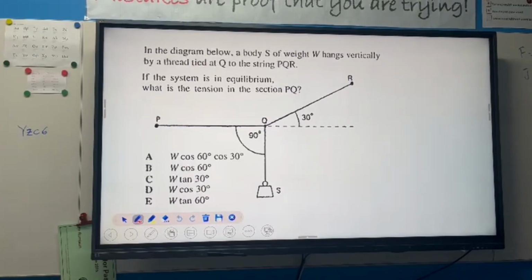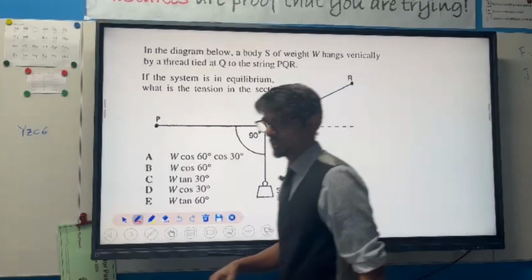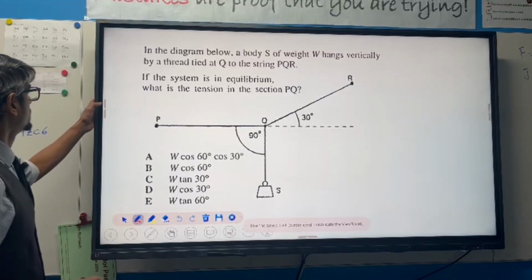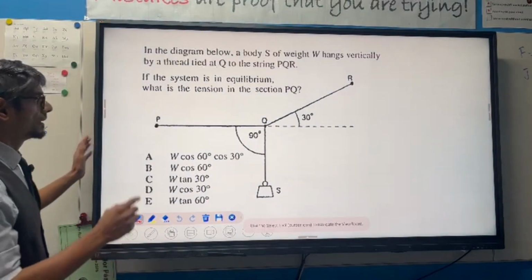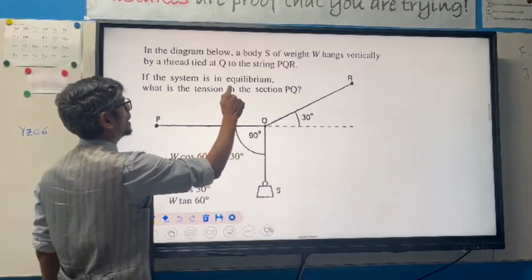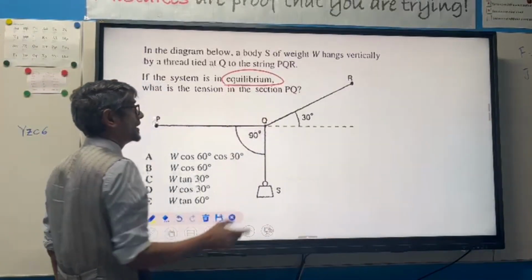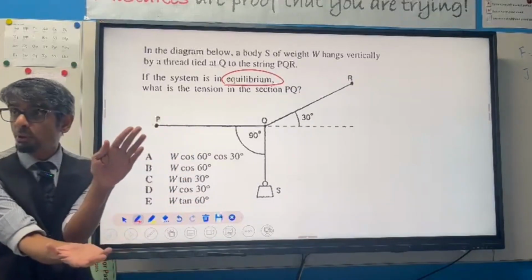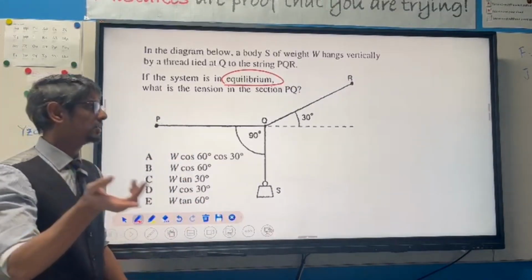Okay, let's go over this question. I think that's a classic question when it comes to resolving forces. And there are two ways to do it. Again, I always state this: if the object is in equilibrium, you can go by the method of a closed polygon, or you could do resolving. So let's do the first one.